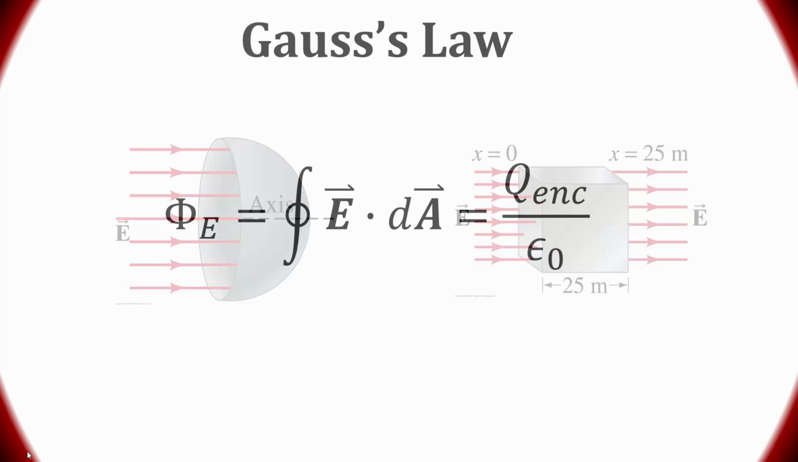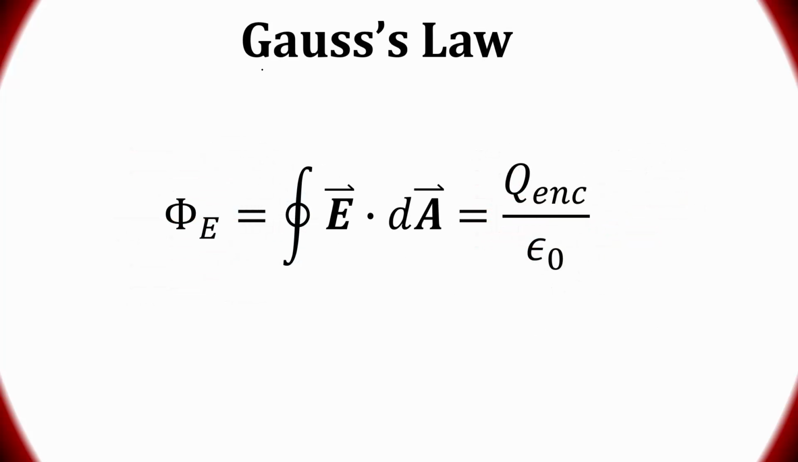Alright, why we care about flux is because flux is integral to Gauss's law, which I already mentioned is one of the 4 fundamental equations in all of electricity and magnetism. So what Gauss's law says is that the electric flux through a closed surface, so we've got our closed integral here, is equal to the enclosed charge, so that's the charge inside of our surface, divided by epsilon naught. Gauss's law is going to be your friend. It makes life a lot easier.